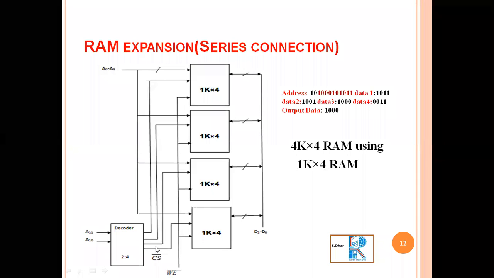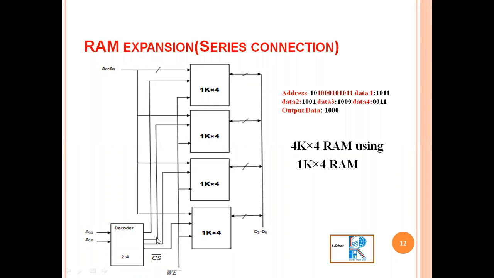This is the CS, chip select. This chip select line is connected with this activation line, so it will go to this. That means this chip will be selected, so the third RAM is selected. What is the data in the third RAM? The data in the third RAM is 1000. So the output data will be 1000. Clear?